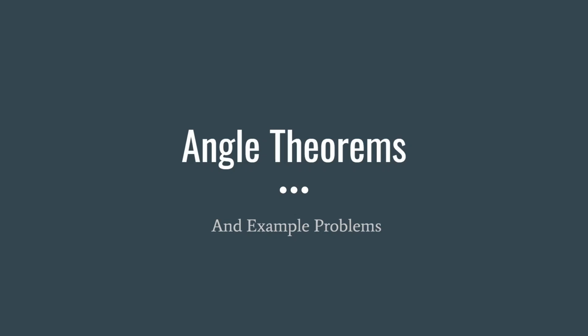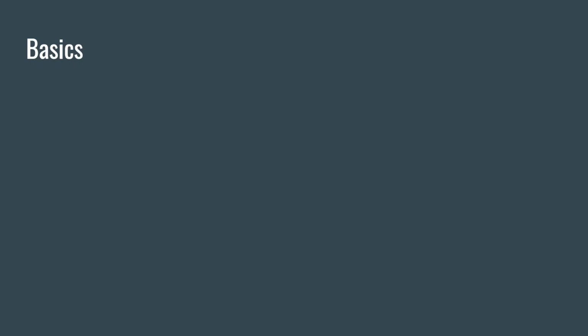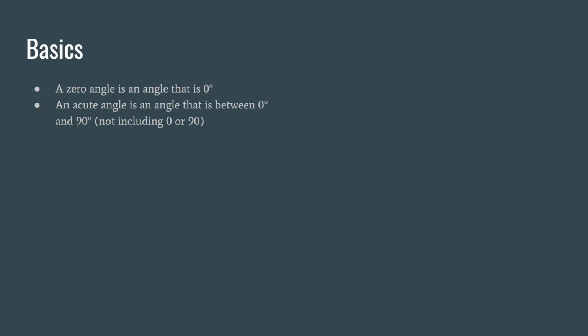In this video, I'll be teaching you the angle theorems you need when first starting geometry. First, let's go over the basics. A zero angle is an angle that is 0 degrees. An acute angle is an angle that is between 0 and 90 degrees, but not including 0 or 90.